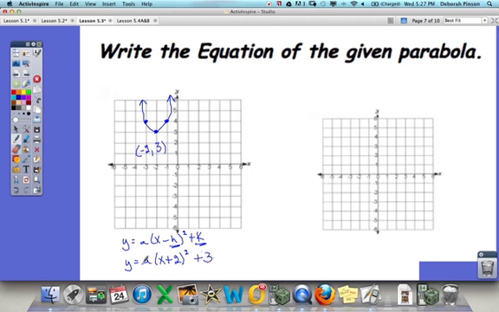And then I've got to figure out my A. Now here I'm going up 1 over 1. So my A is going to be 1. So it's like an understood 1, so I don't have to write it.